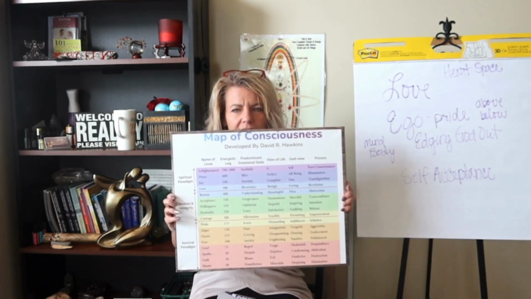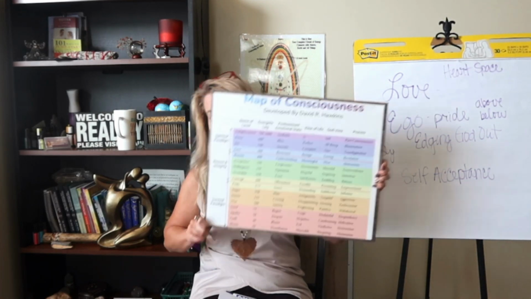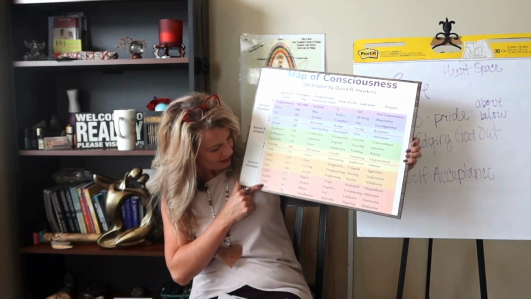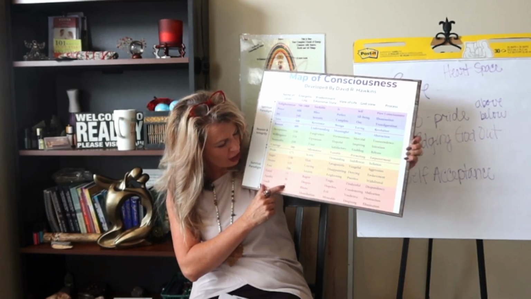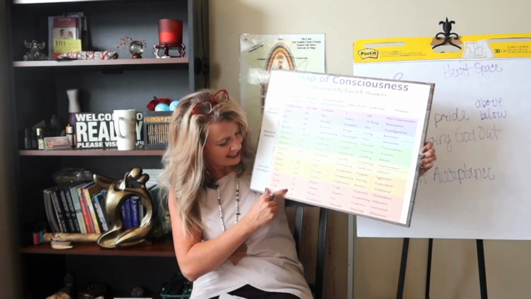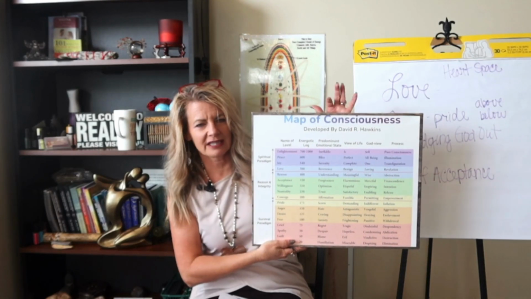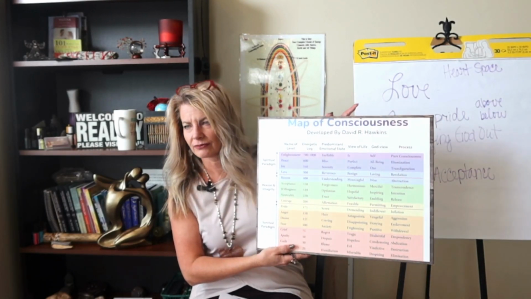Where does it reside? It's at the very bottom. It resonates at about a 30 frequency, the energetic log David Hawkins recorded. Shame is below that. Does anyone want to tell me the difference between guilt and shame?